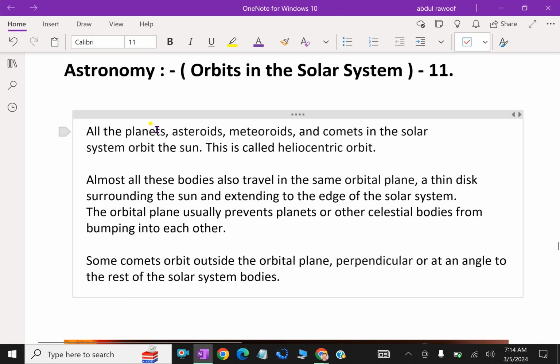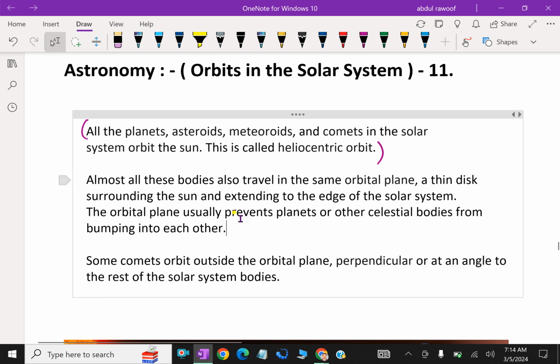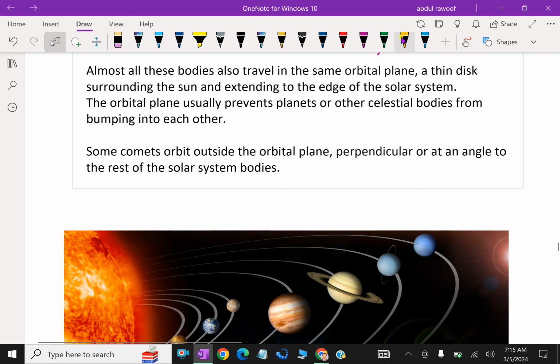Now, we'll discuss further. All the planets, asteroids, meteoroids, and comets in the solar system orbit the sun. This is called heliocentric orbit. Almost all these bodies also travel in the same orbital plane, a thin disk that surrounds the sun and extends to the edge of the solar system. The orbital plane usually prevents planets or other celestial bodies from bumping into each other.